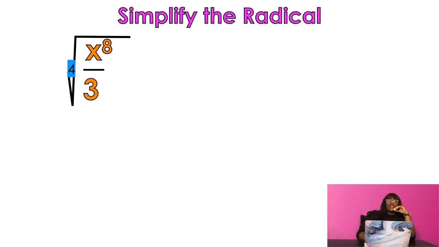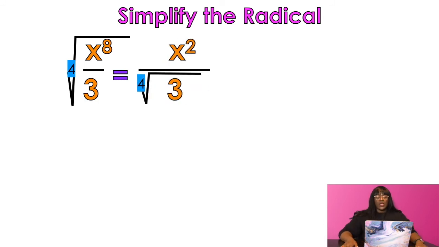Okay, so let's simplify the radical. Again, my problem is a fraction under one big old radical, and I can't simplify anything under there right now. So I'm going to go ahead and simplify by separating the radicals. The fourth root of x to the eighth is x squared. And on the bottom, I'm still going to have a fourth root of 3.